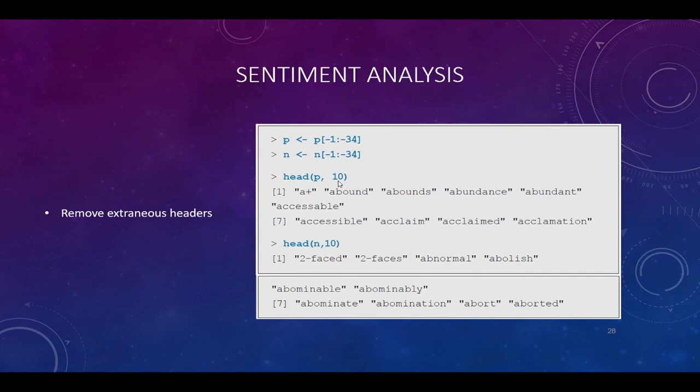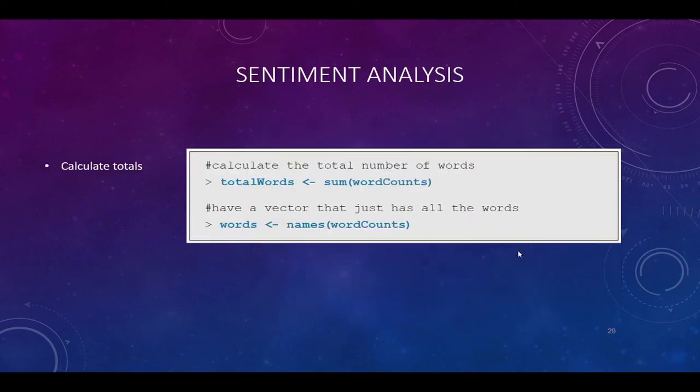Okay, if I do a head, then I can see A plus, abound, abounds, abundance, abundant. Here are my positive words. P is for positive, N is for negative. We downloaded two files, one with positive words, one with negative words. So here's my negative: two-faced, two faces, abnormal, abolished. These are kind of funny to me. I don't know why.